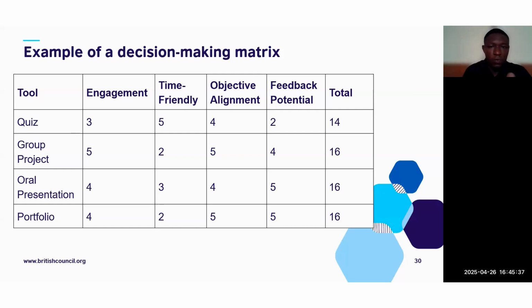Here's an example of the table or the decision-making matrix that I have. So vertically, you have the tools. Horizontally, you've got the criteria. So you try and see how you can match these. Now, this is not exclusive because you can also add more depending on your context.